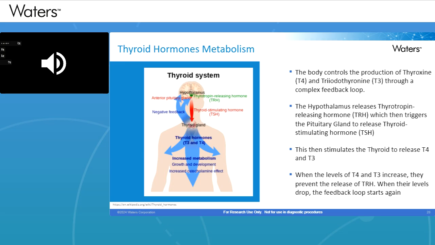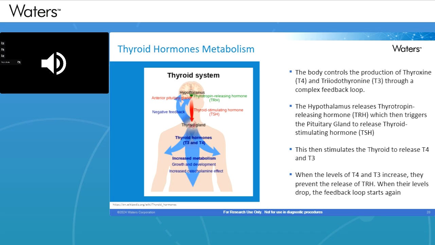So the thyroid is a butterfly-shaped organ that is located in the neck, and it controls the production of thyroxine, which is also called T4, as it has 4 iodine atoms. And then this can also be converted to triiodothyronine, which is also known as T3, by the removal of an iodine atom. And this is done in other organs and tissues.